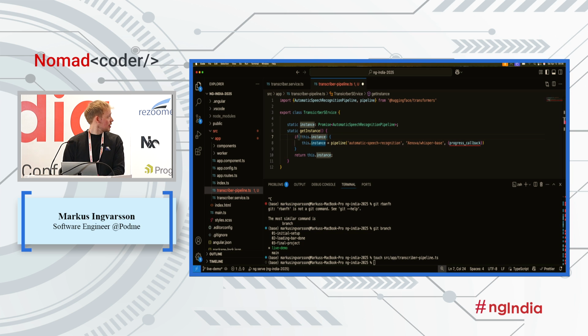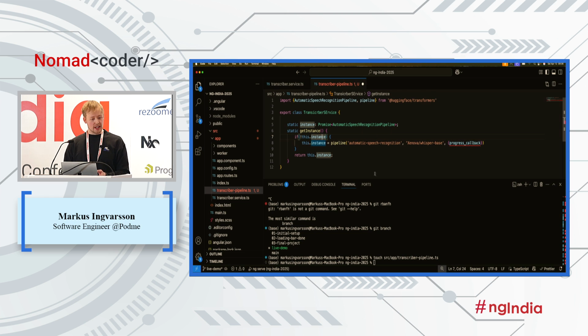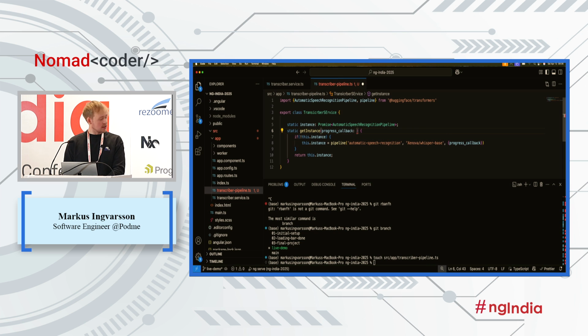And if we read here quickly, what is a progress callback? Let's see, it's a little bit small, but it says, this function will be called during model construction to provide the user with progress updates. So this is kind of nice to have when we want to essentially update perhaps a loading bar in the UI to make sure that the user understands that something is happening in the background. That is, we are downloading a machine learning model. It will take a minute. Just wait a second.